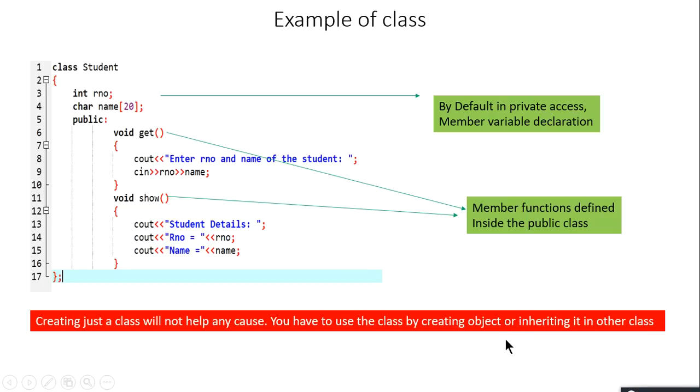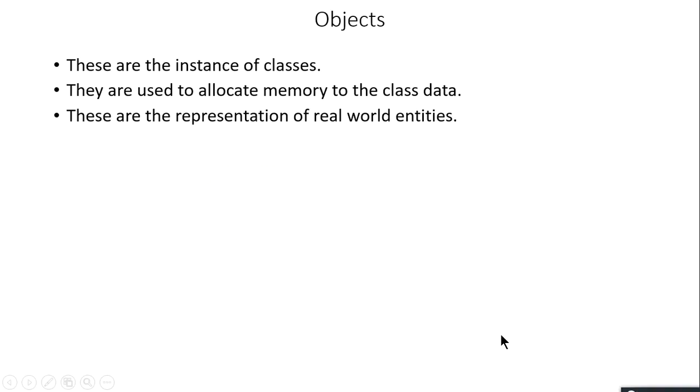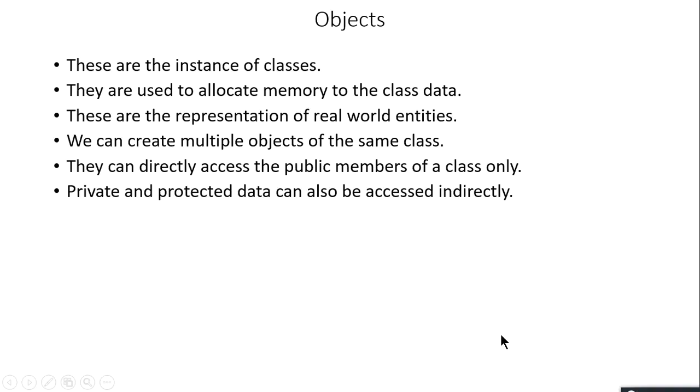Even just creating a class is not enough, you have to create the object of that class. Okay, so let's study about objects. What are objects? Objects are the instances of classes, like a blueprint of classes. A class is of no use until you create an object of it. So objects allocate memory to the class data. They are the representation of real world entities.